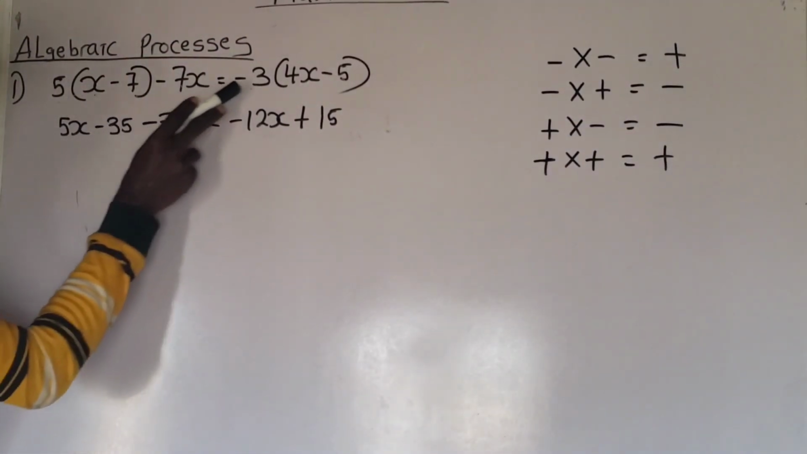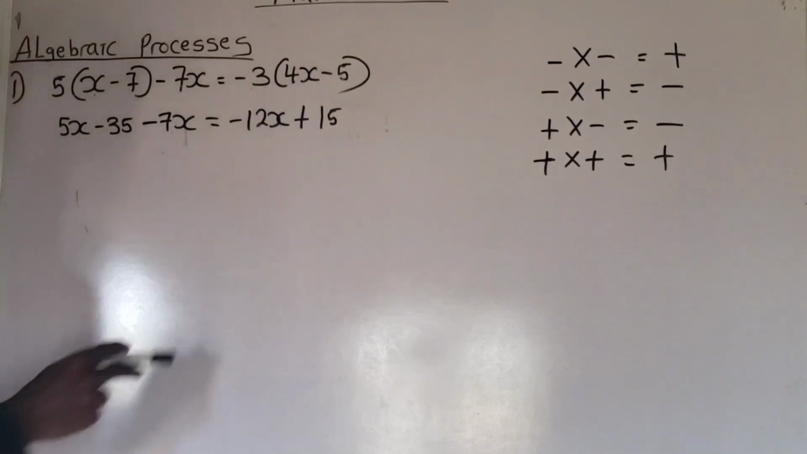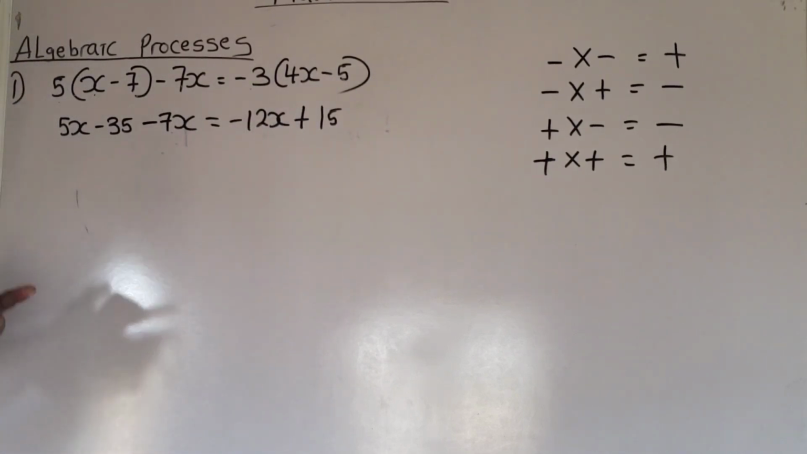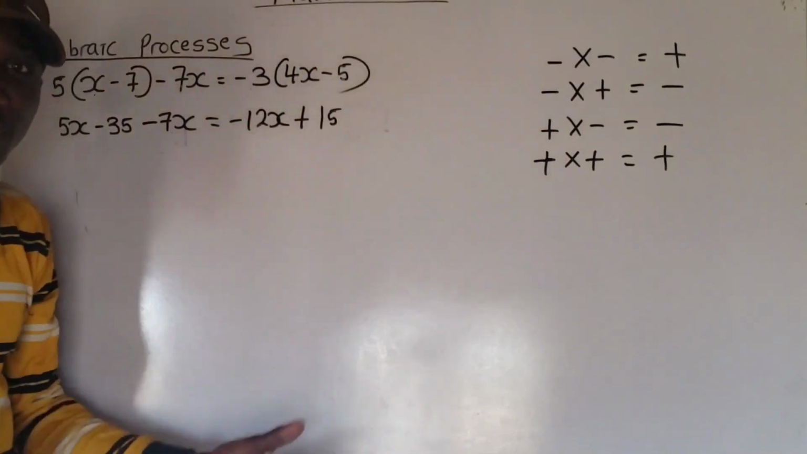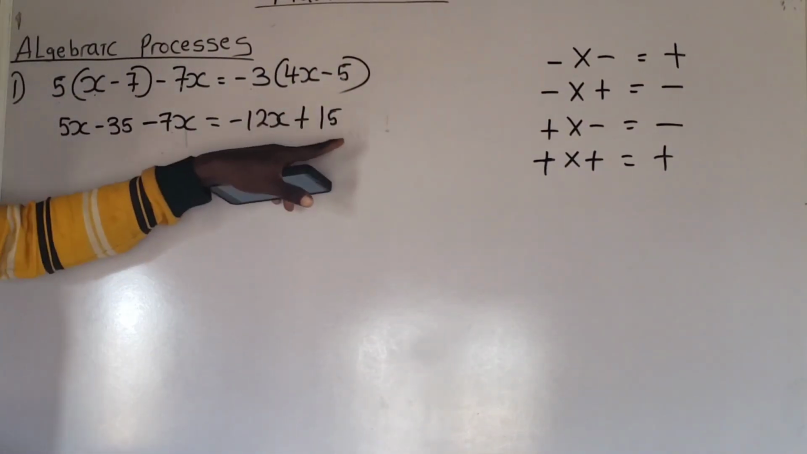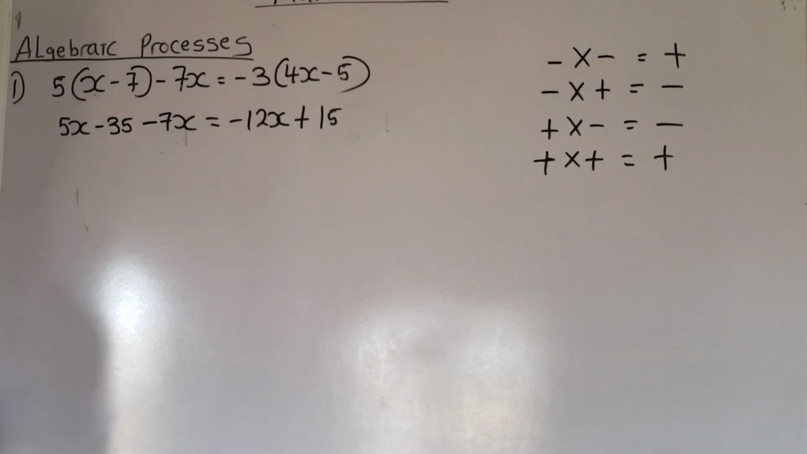That is why I have negative 3 multiplied by negative 5. 5 times 3 is what? 5 times 3 is 15. Minus times minus, according to this rule, is what? Positive. Do you understand? So I have positive 15. I'm very sure you are clear. Okay, so let us proceed.